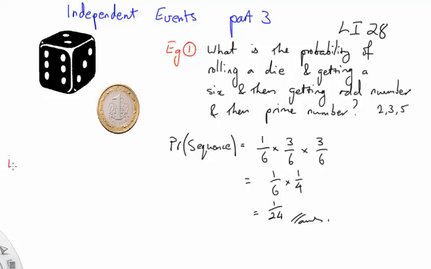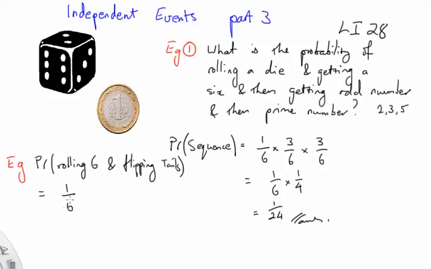Let's have a look at another example. What's the probability of rolling a 6 and flipping a tails? Just like before with the rain and flipping the coin, these two events don't affect each other. So they're independent, and we can multiply the probabilities. The probability of rolling a 6 is 1 out of 6. The probability of flipping a tails is a half. So the probability of rolling a 6 and flipping a tails is 1 on 12.